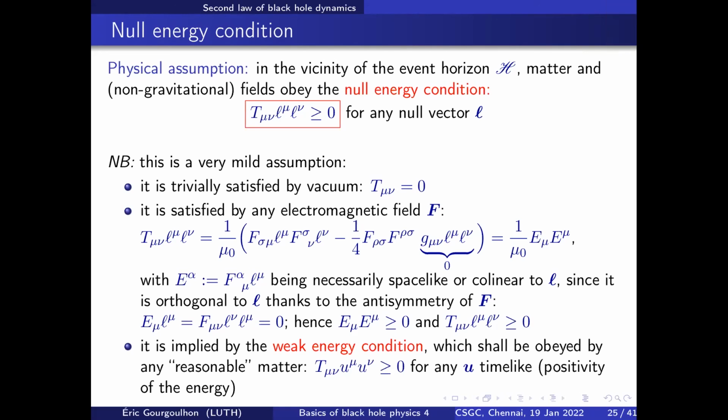Like for quantum scenarios and all, we have to change these energy conditions, or we have to use some modified energy conditions in that sense. Yes, right. In quantum electrodynamics, you have this vacuum fluctuation, which may violate this energy condition.